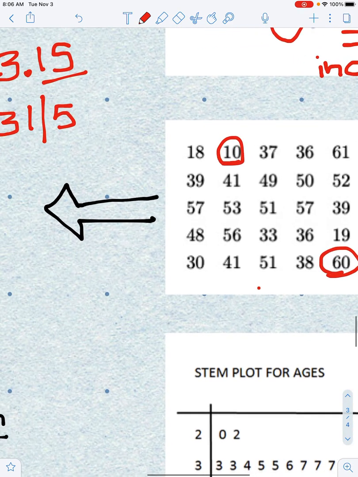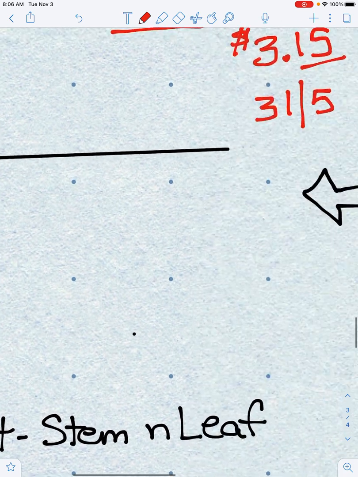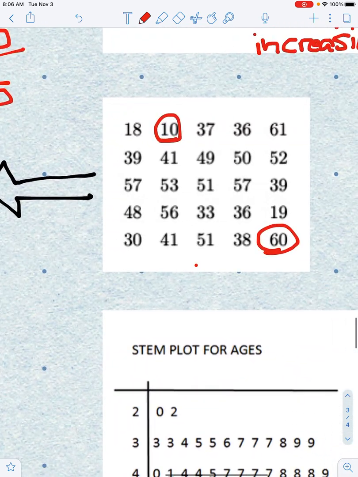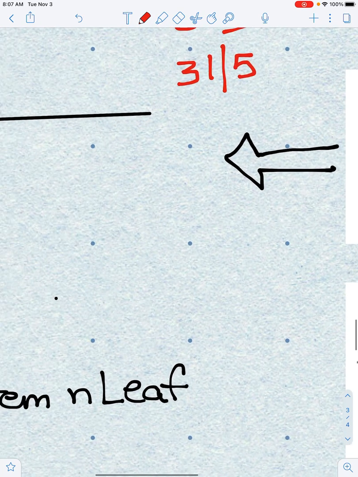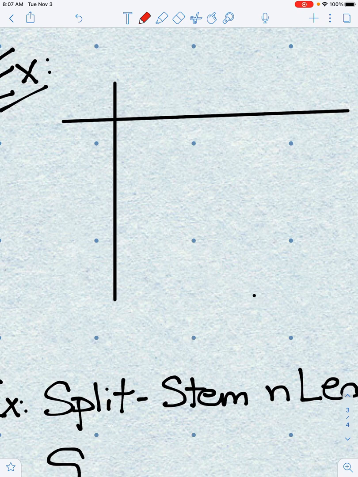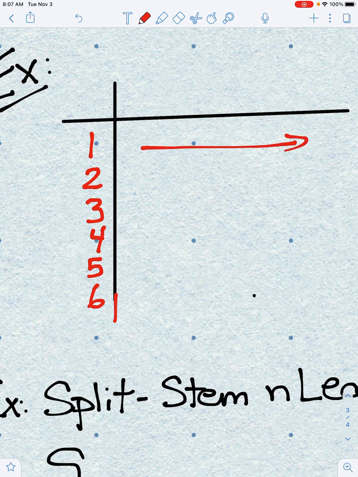So let's come over. Again, if I look at each of these numbers, the 6 and the 0, there's the stem, there's the leaf, right? Stem and the leaf. So my stems are going to start at 1, and they're going to slowly increase. I need to make sure I include them all. All right. Now I'm going to include the leaves going this direction.